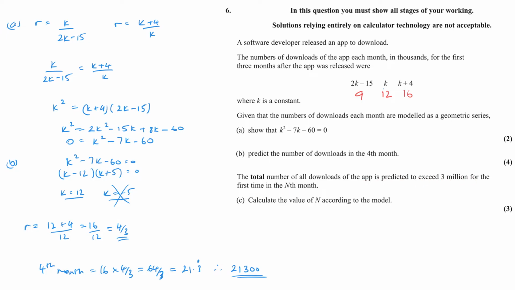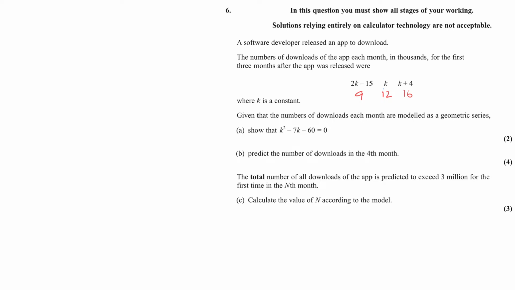for the first time in the nth month. Calculate the value of n according to the model. So let's make a little bit of room first. Okay, so we've got a equals 9, r equals 4/3. So that's a(r^n - 1) over r - 1. You can do it the other way around, (1 - r^n) over 1 - r. Usually if r is greater than 1, I do it this way around, and if it's less than 1, I do it the other way around.